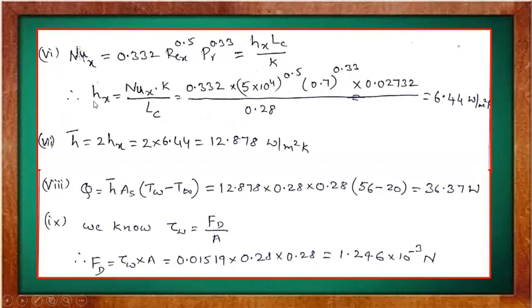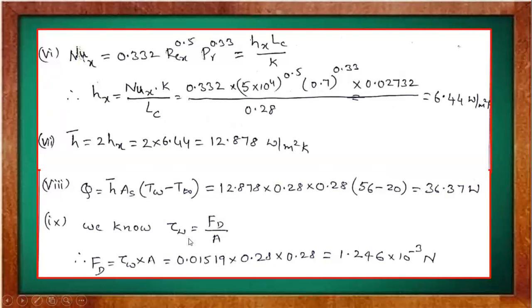Don't ever use this Hx value while you calculate the rate of heat transfer. Please use the average heat transfer coefficient value. So in this problem it is 12.848 multiplied by the surface area of the plate, 0.28 by 0.8, into wall temperature minus the air temperature. It is given as 36.3 watts.